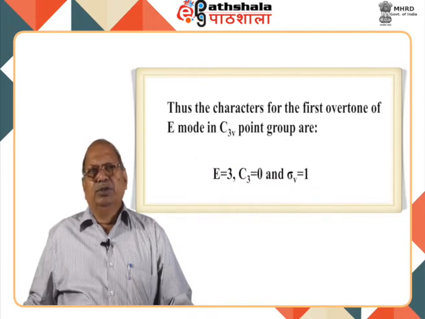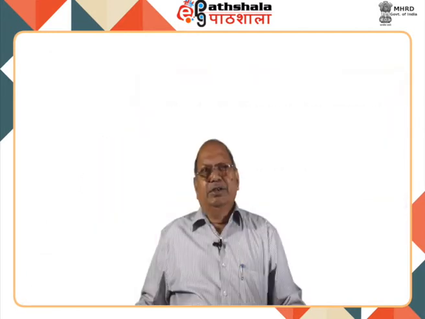This is a reducible representation and can be reduced to A1 plus E irreducible representations. A1 mode is totally symmetric. Hence, the first overtone of E mode in the C3V point group is IR active. Let us check the IR activity of the second overtone of E mode in the C3V point group.